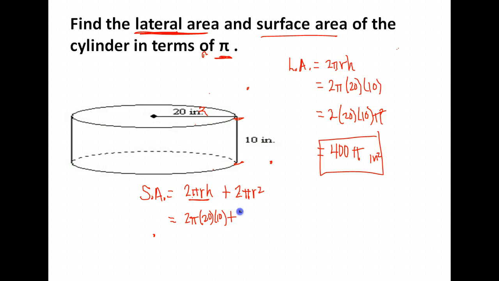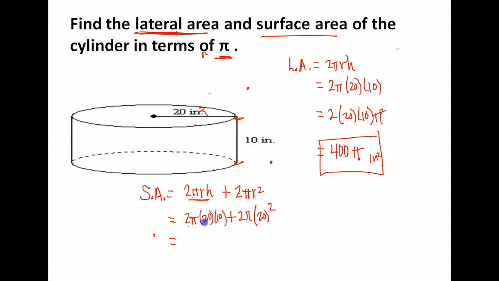We'll write it down again in case you just have to do surface area sometime. And then 2 times pi times the radius squared. Again, our radius is 20. And that needs to be squared. Let's calculate each of those.